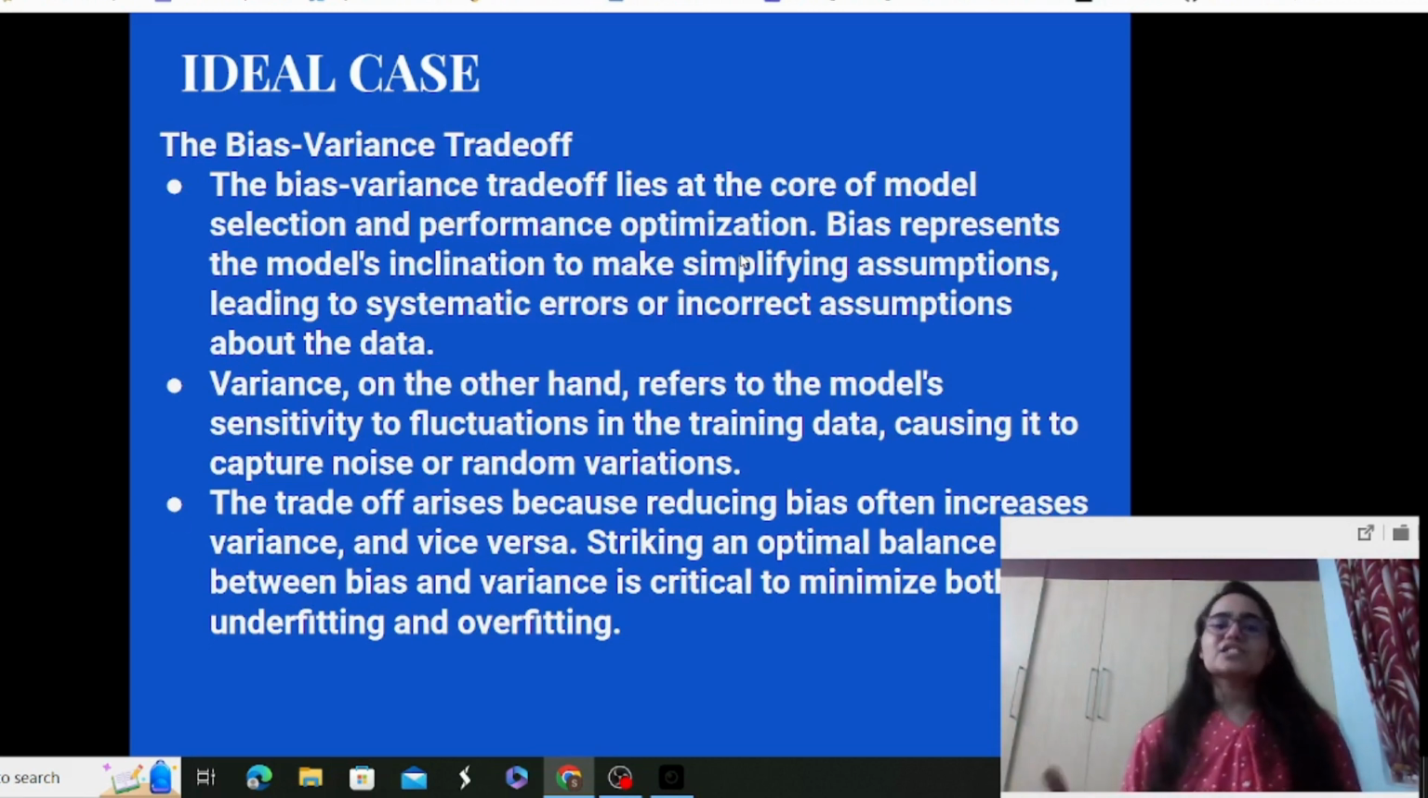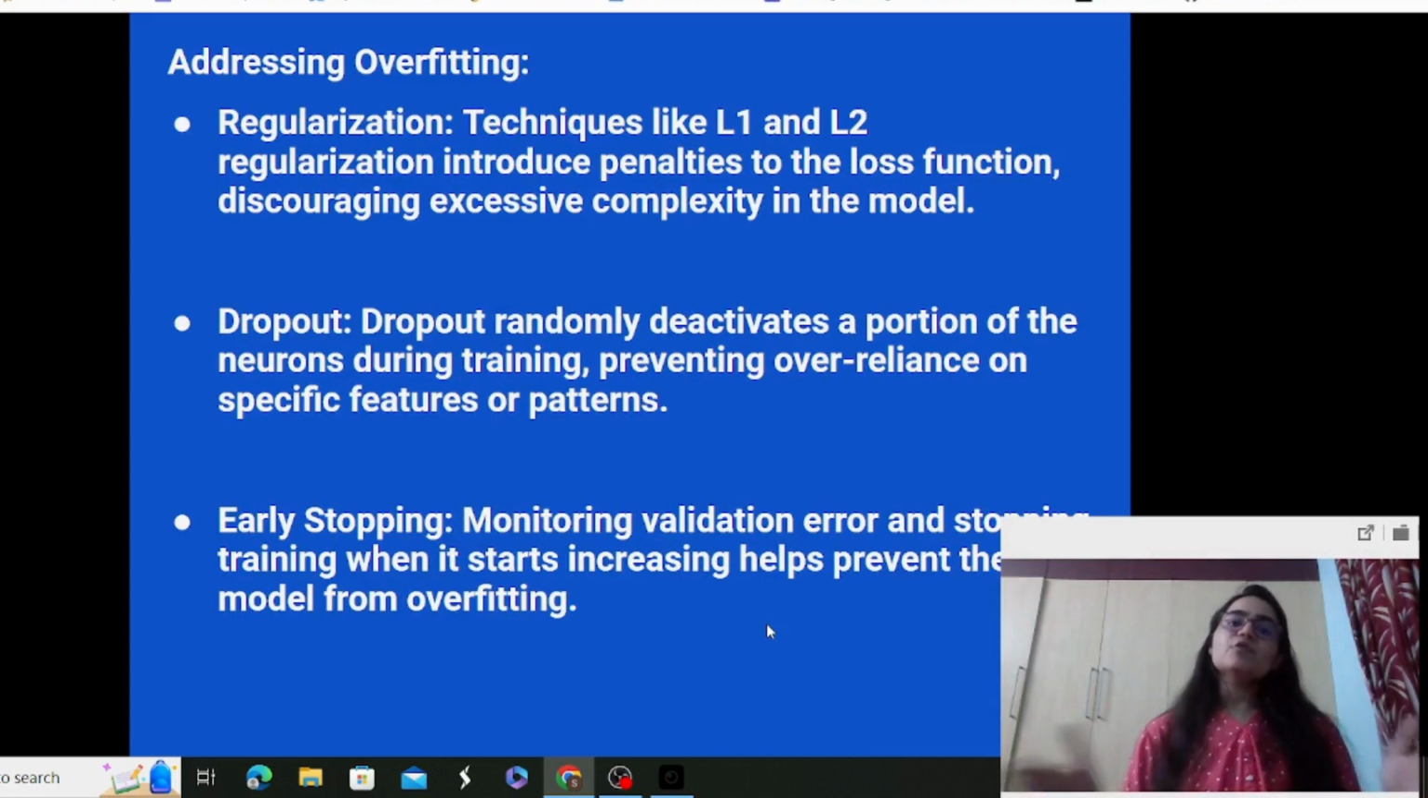But how do you set some balance between the two measures, bias and variance? That is where the bias variance trade-off comes in. Striking an optimal balance between them is critical to minimize both underfitting and overfitting problems. When you overcome underfitting and overfitting, you will see that the ideal case, the bias variance trade-off, is achievable.